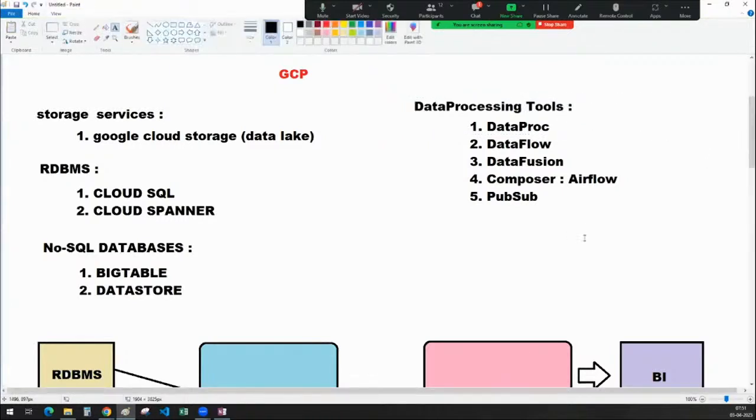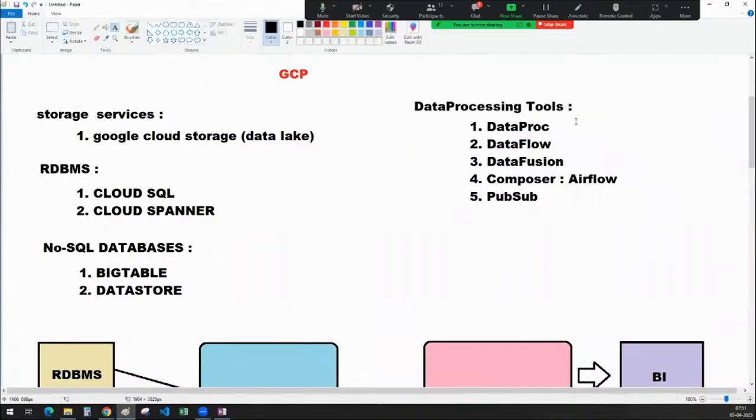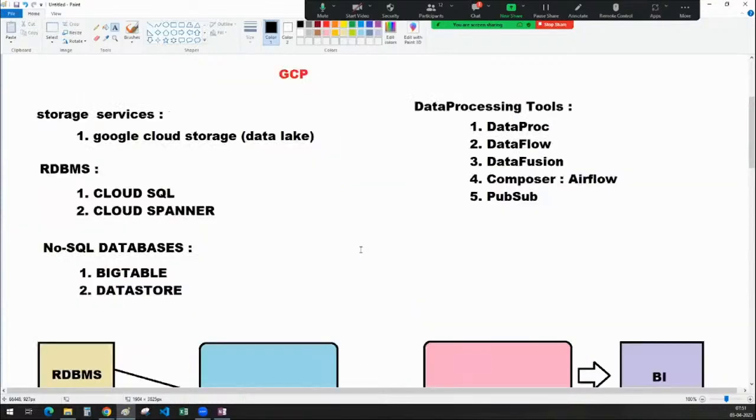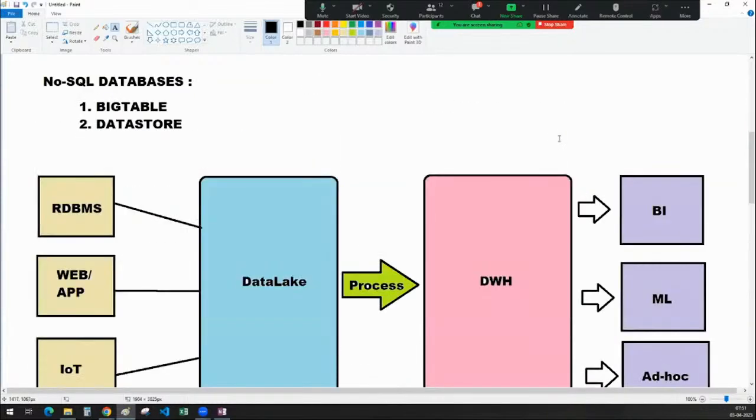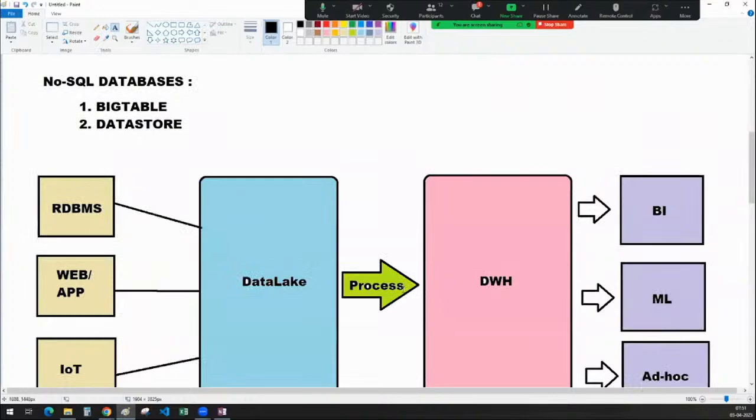Okay. So if you wanted to process the data, you can use these many tools. According to your requirements, if you wanted to work with the Hadoop environment and Spark environment, then you go for Dataproc. If you wanted to work with a serverless platform and the Apache Beam programming model, then you go for Dataflow.